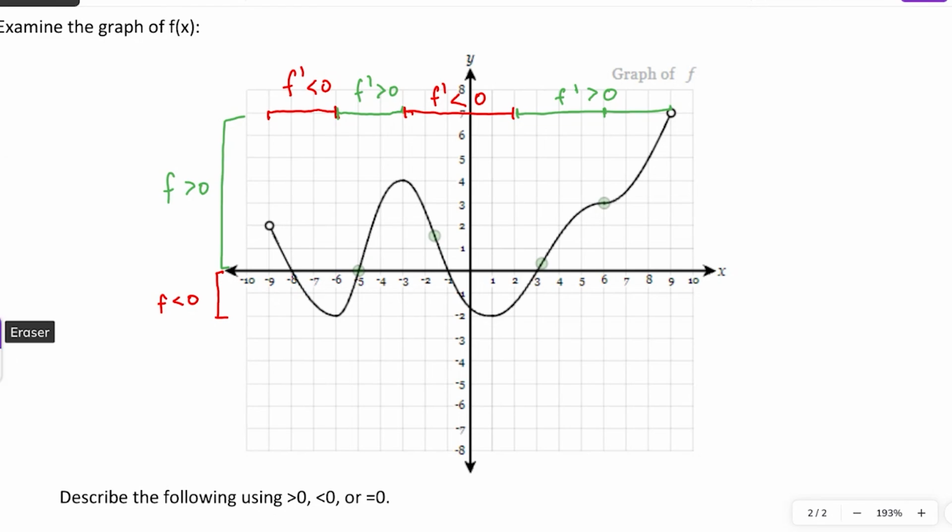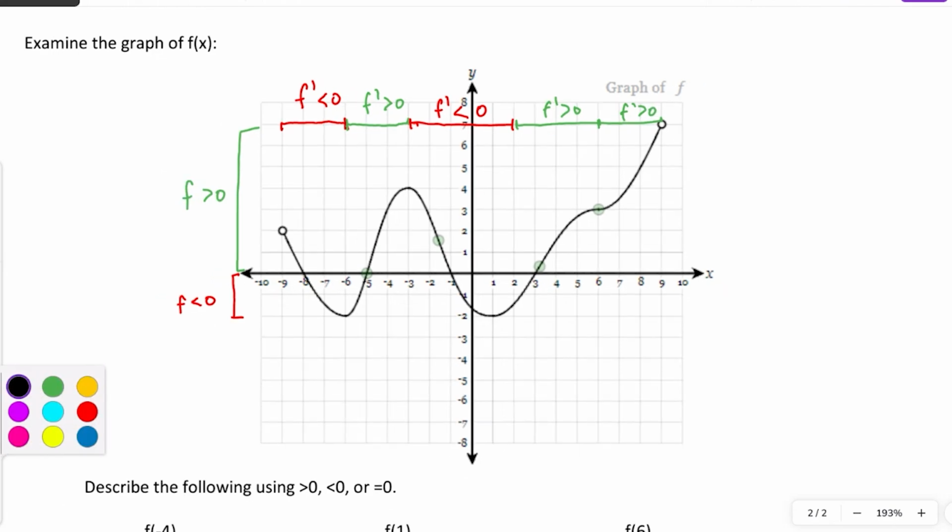Or actually, I kind of want to break that up. Let's separate those intervals. Now, what is the value of f at every partition here? 0. Yes, good. So f equals 0 here, equals 0 here, equals 0 here, and here.